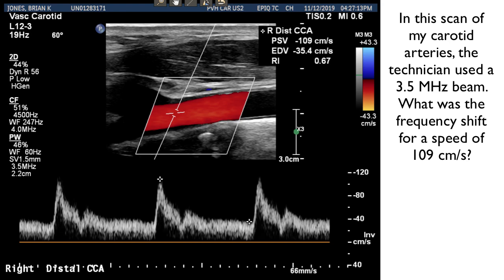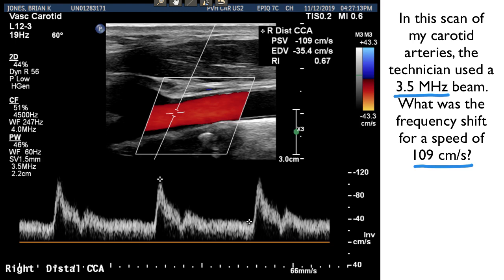I had a Doppler ultrasound scan of my carotid arteries, and you can see here's the blood in my artery. And the technician, and she was great, she gave me all kinds of data about what she was doing. She was using a 3.5 megahertz beam of ultrasound, way beyond the frequencies that your ears can hear, so that's why it's ultrasound, and measured a speed of 109 centimeters per second. That was a peak speed for blood in my carotid artery.